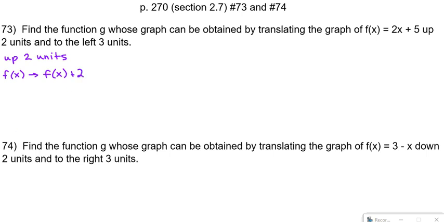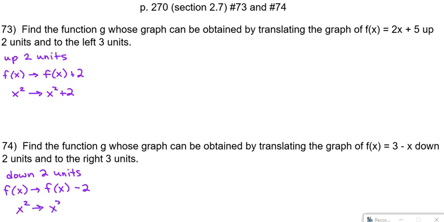An example of that would be if your function was x squared, your new function is x squared plus 2. Whatever you started with, your new one is just 2 more than that. Same idea with number 74 moving down 2. If you're starting with f of x, your new function is f of x minus 2. And if you're starting with something like, say, x squared, then your new function is x squared minus 2.